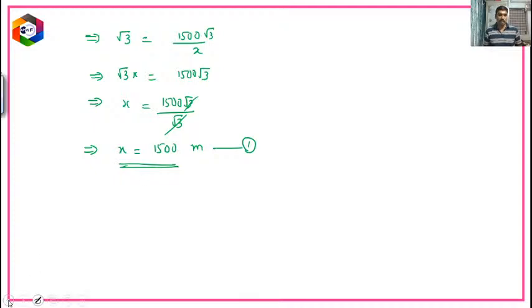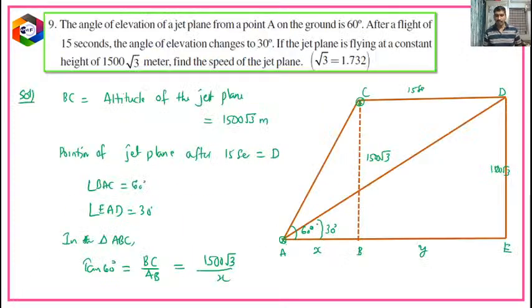Now I am going to move to the next one. Here 30 degrees, with respect to 30 degrees after 15 seconds. In the triangle AED, I am taking tan 30. If you observe, with respect to 30, the opposite side is 1500 root 3 only. Adjacent is AE. That is very, very important, and that AE is X plus Y. Up to here the distance is X, and this part of the distance is Y.